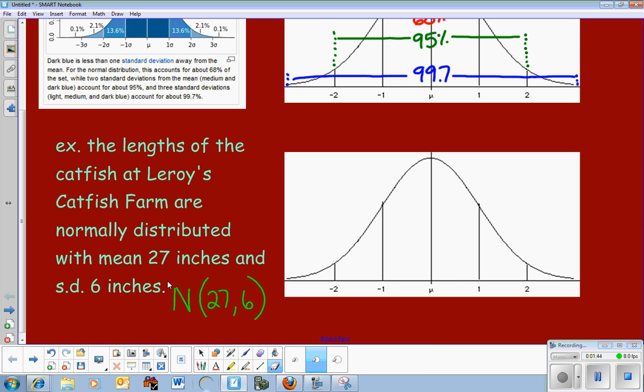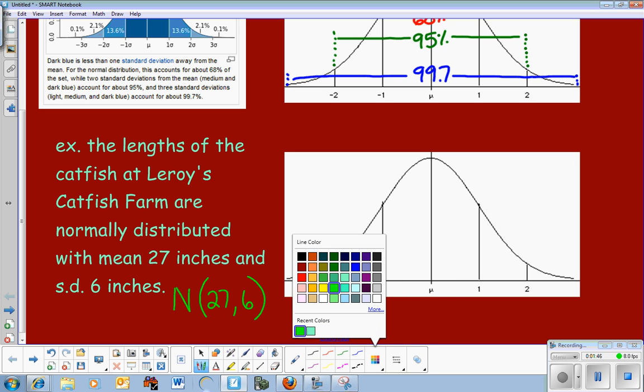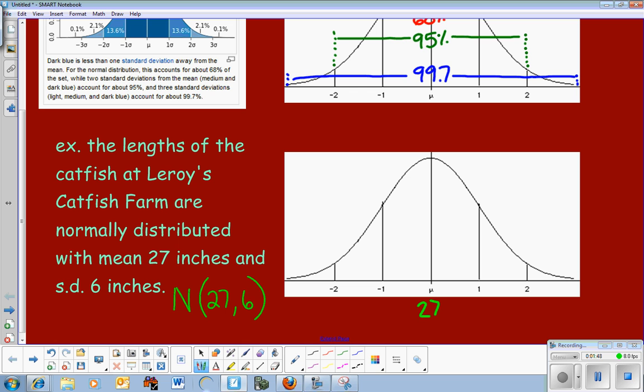Move that down a little so we can see it better. And then we're going to just add 6 at a time. So 27 plus 6 is 33, then 39, and then 45, and minus 6, 21, and 15, and 9. So what does this tell us? This gives us some info. This tells us what proportion or what percentage or what probability is associated with a certain length range.